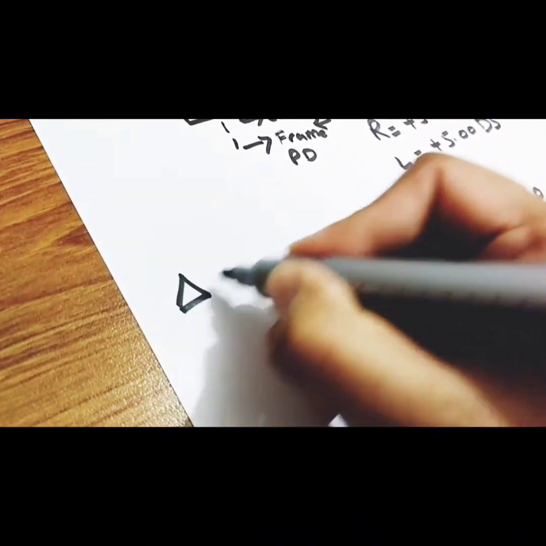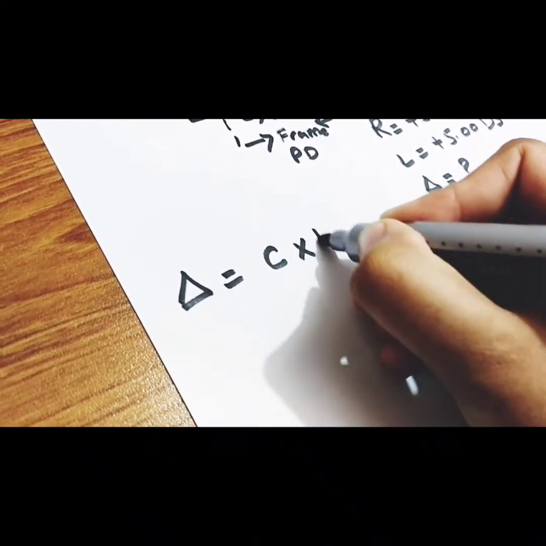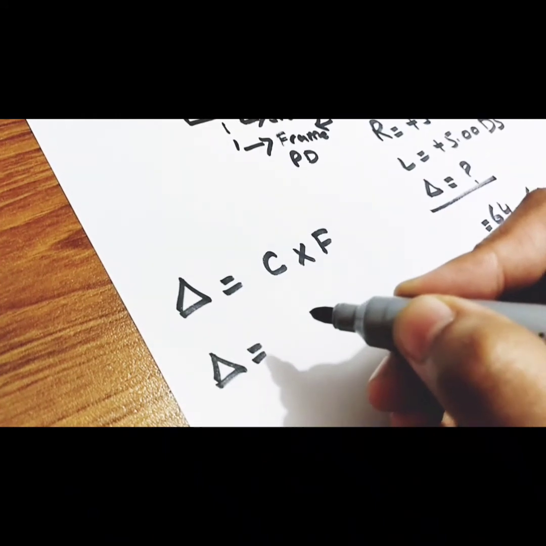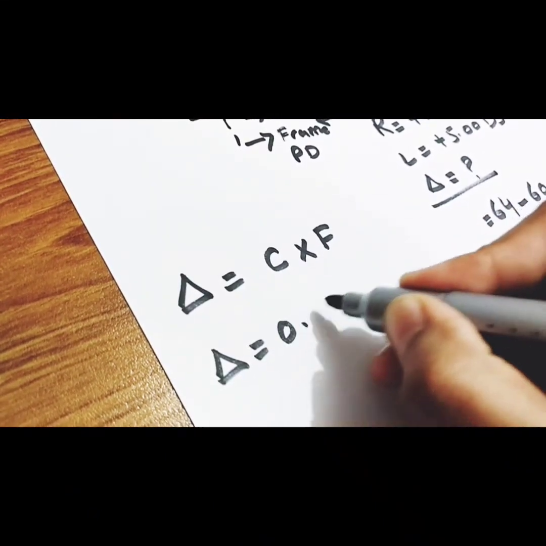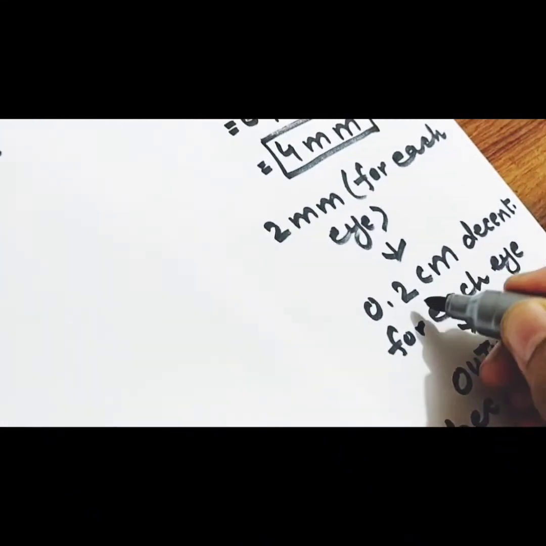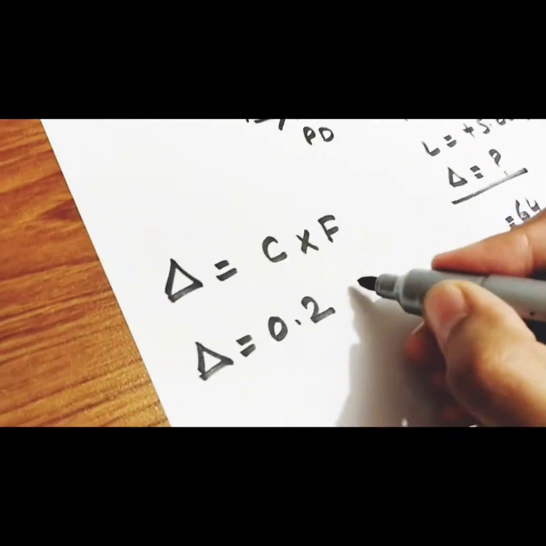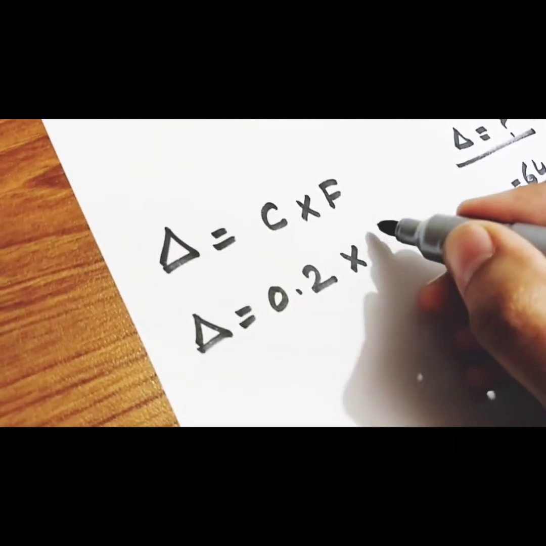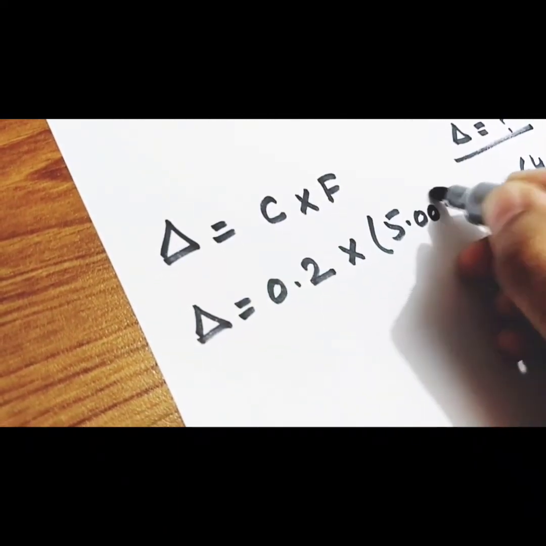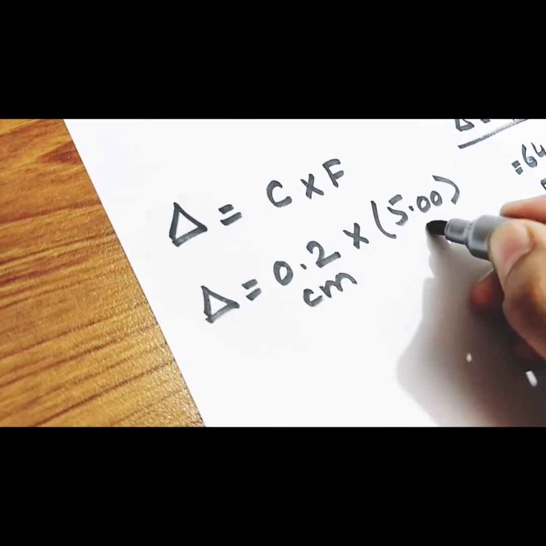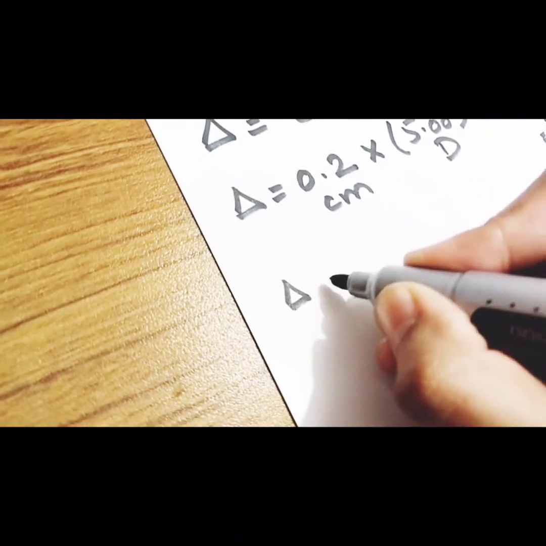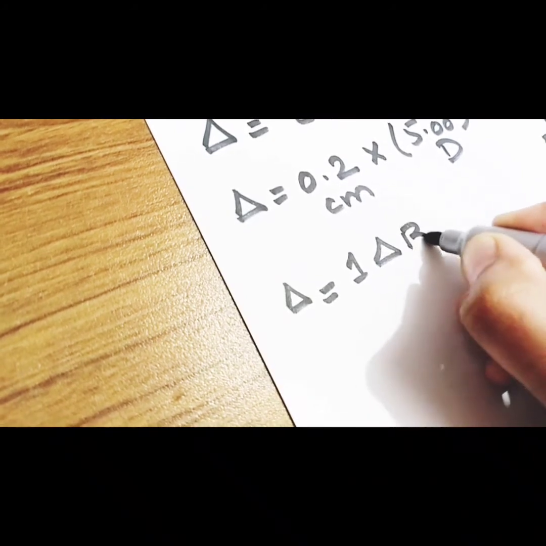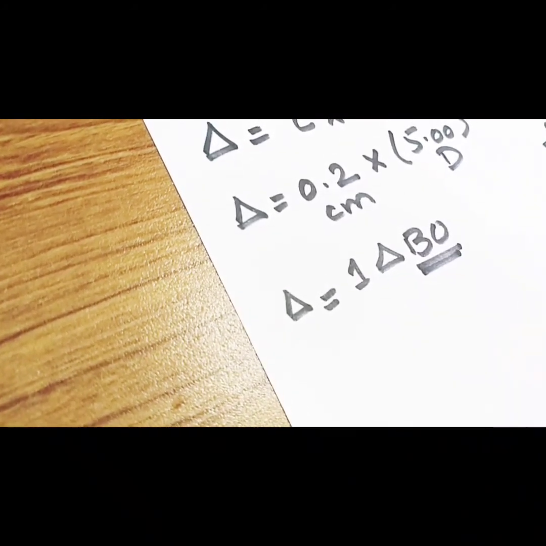Now calculate prismatic effect. According to Prentice rule, prismatic effect is equal to decentration multiplied by refractive power. 0.2 centimeter decentration multiplied with 5 diopter sphere. Prismatic effect is equal to 1 prism diopter base out.